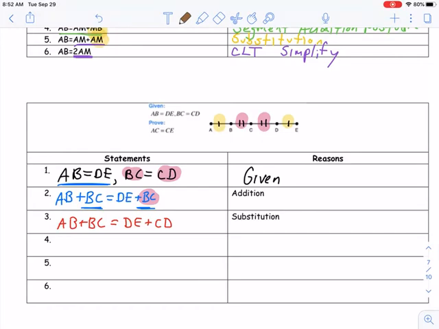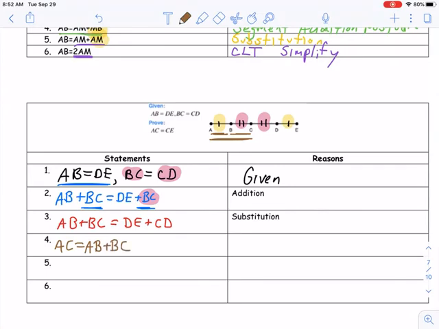You might say, well, I'm kind of stuck. Well, what do I do if I'm stuck? I mean, I added something to both sides. I did substitution. I don't have any buzzwords. What should I do from here? Look at the picture. I can say AB plus BC equals AC. So AC equals AB plus BC.